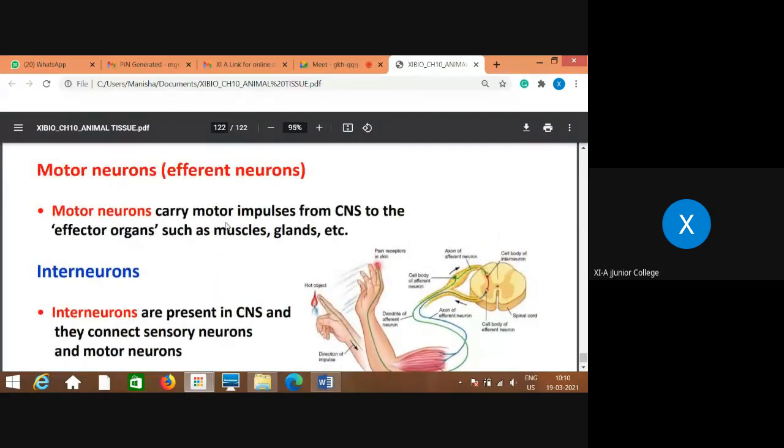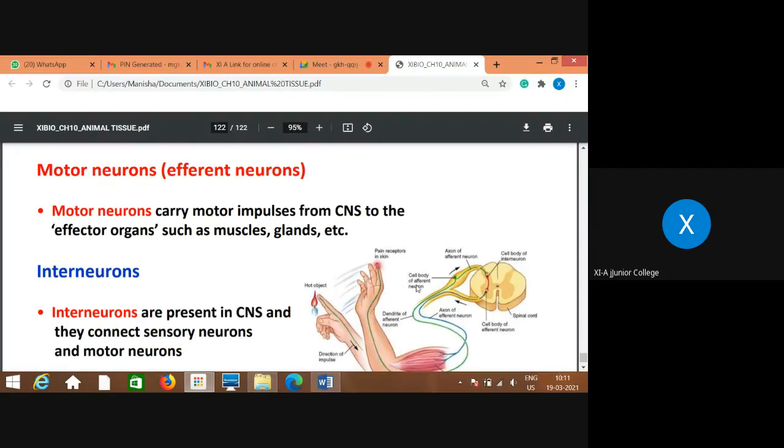Then motor neurons, they are called efferent neurons. So what is the role of efferent neurons? They carry motor impulses from the central nervous system to the effector organ, such as muscles, glands, etc. That means first the skin, the sensory organ, receives the impulse that the object is hot. That impulse is transferred by the afferent or sensory neurons to the central nervous system, and from the central nervous system, the action impulse is passed back to the skin, that it should be taken away from that hot object.